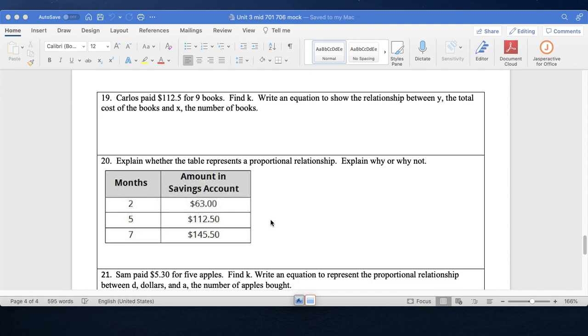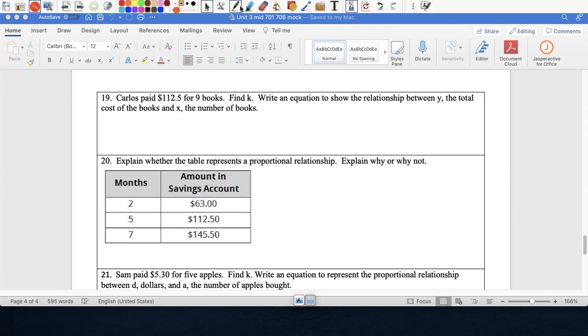Carlos paid $112.50 for 9 books. Find k. So if they're asking you to find k, they're telling you it's a proportional relationship. Every single book costs the same price. Write an equation to show the relationship between the total cost and the number of books, right? The total cost meaning y and the number of books being x.